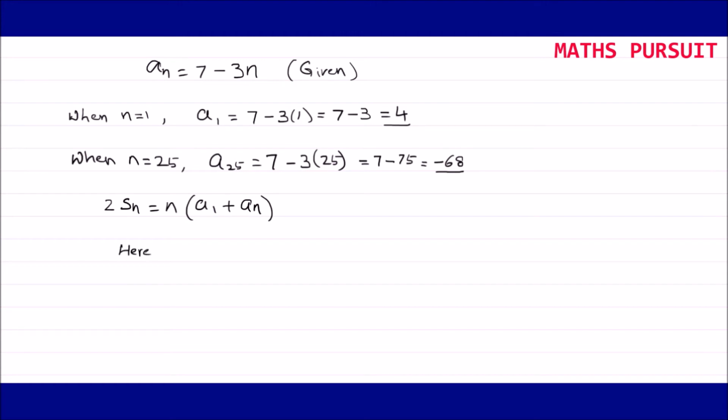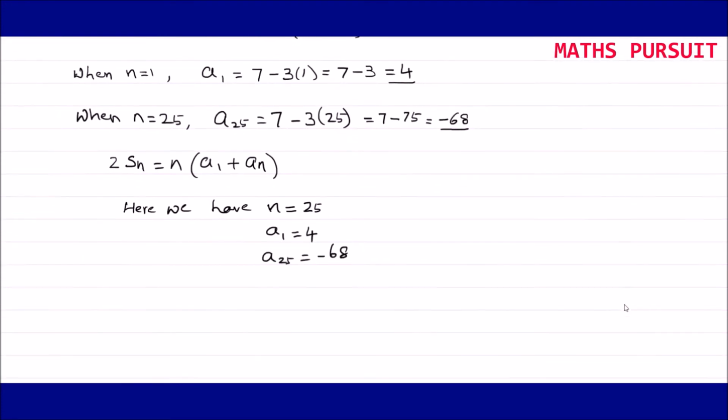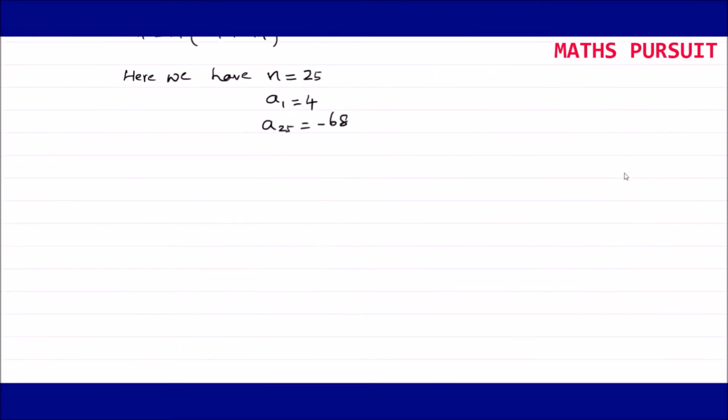We have n is equal to 25 because we are calculating for the 25th term. So here n is equal to 25, a1 is equal to 4 that we extracted above, and a25 is equal to minus 68. This is what we found above. Now guys, you could understand why I tried to find the values of a1 and a25. Now I will use these values in the equation 2Sn is equal to n into (a1 plus an), and I will find the value of S25.